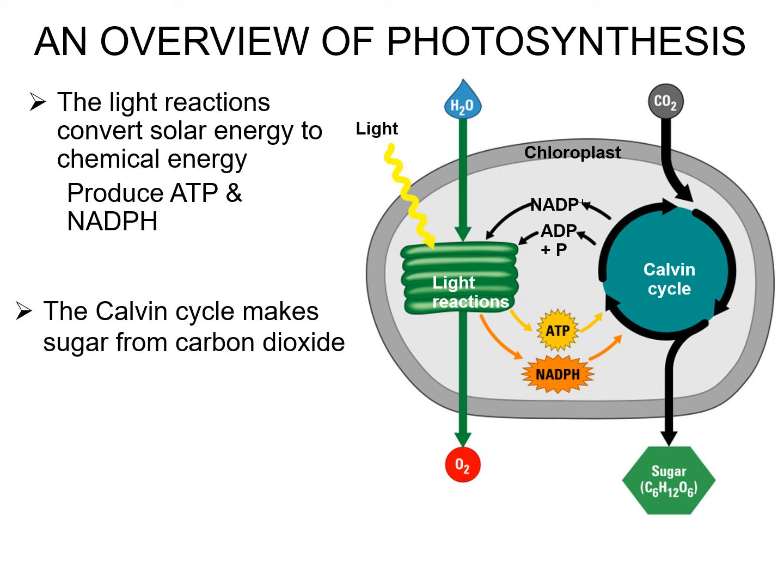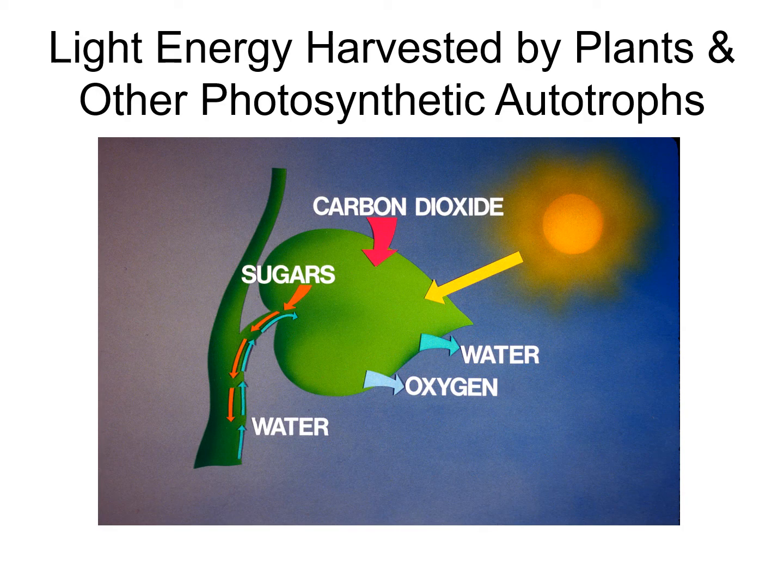The light reaction converts solar energy to chemical energy, producing ATP and NADPH. ATP generated by light reactions provides the energy for sugar synthesis. The NADPH produced by the light reaction provides the electrons for the reduction of carbon dioxide to glucose. The Calvin cycle makes sugar from carbon dioxide. Light energy is harvested by plants and other photosynthetic autotrophs in the process of photosynthesis.